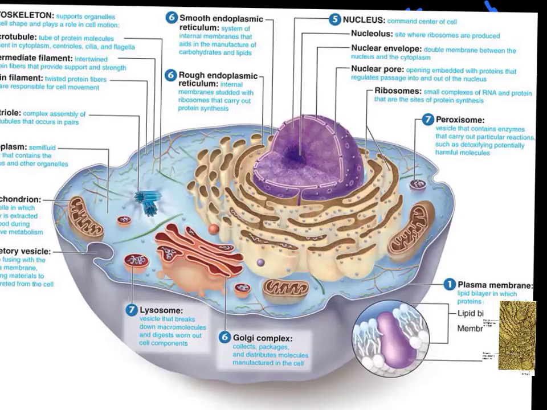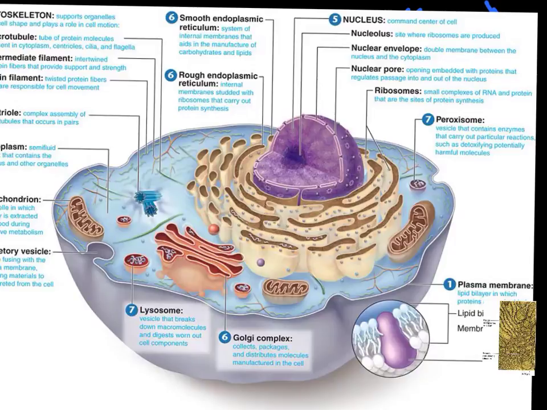Now I mentioned to you that there's two different types. The rough ER has these little dots on it. These are called ribosomes. Those things are actually making proteins, and the endoplasmic reticulum transports proteins. So it makes sense that it would have the ribosomes placed on the outside of it. The smooth endoplasmic reticulum is over here. These are the ones without the dots on it.